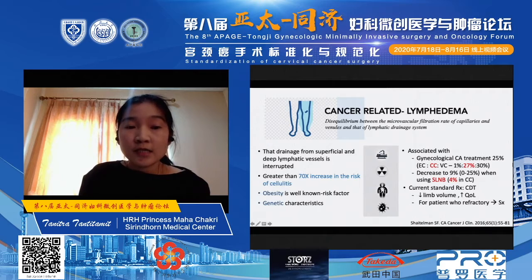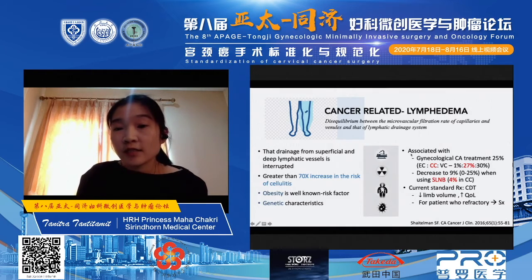Greater than 50% of these patients have an increased risk of cellulitis. The well-known risk factor is obesity. And a recent study shows a polymorphism of a gene associated with breast cancer-related lymphedema. So genetic characteristics may explain why this problem occurs only in some of our patients.